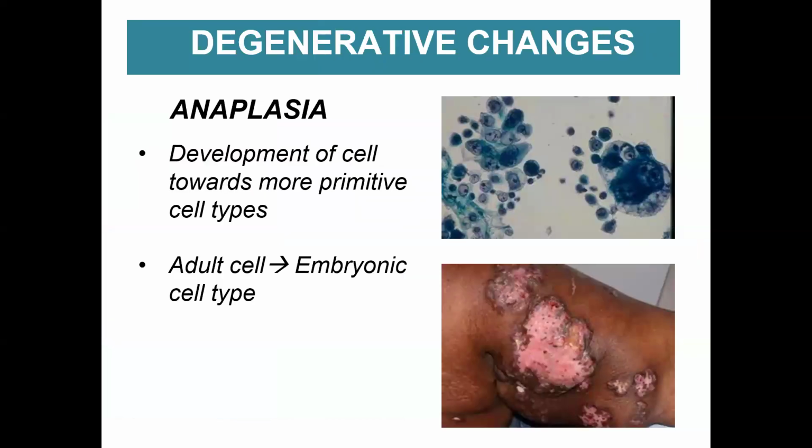Another degenerative change is your anaplasia. So basically, development of cell towards a more primitive cell type, from adult cell type to embryonic cell type. So its growth is reversed, from adult to embryonic. As compared to pathologic cell adaptations, if the stimulus or stress stops, the cell will stop and start to normalize. For your anaplasia, no, even though the injurious agent has stopped, it continues to develop towards the more primitive cell types.